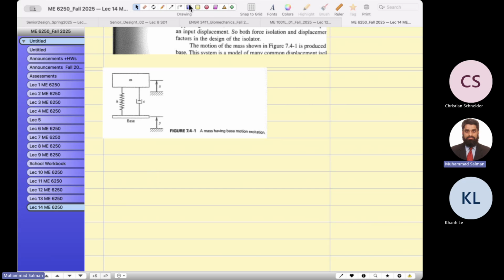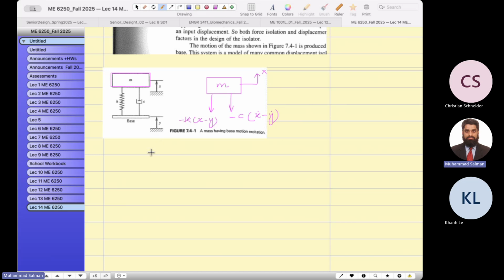So if I ask you, can you take this mass and draw the free body diagram? You will do like this. If this mass is moving with displacement x, when this mass moves upward, the force of the damper would be negative c (x dot minus y dot), and the force due to the spring would be negative k (x minus y).